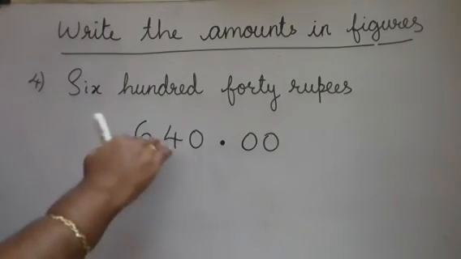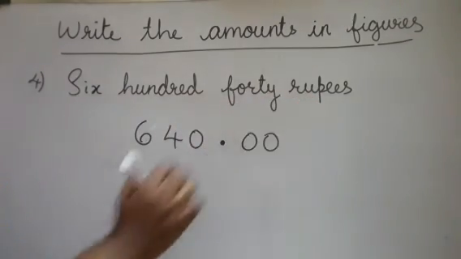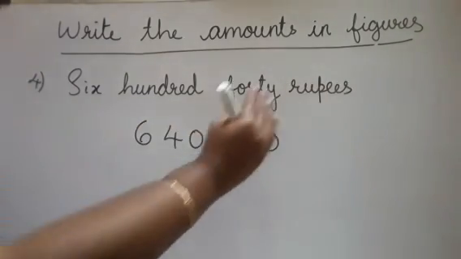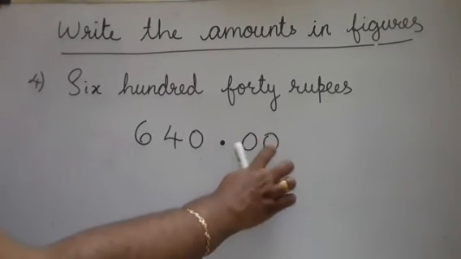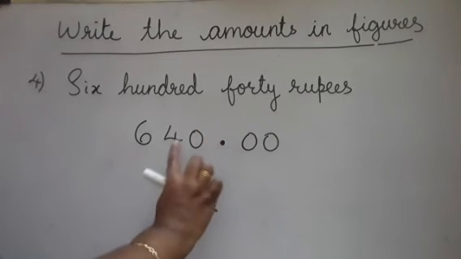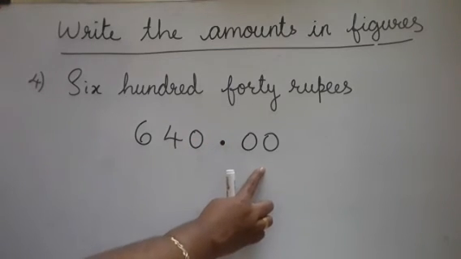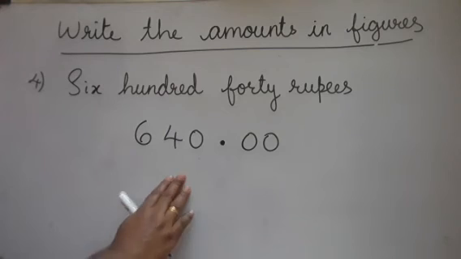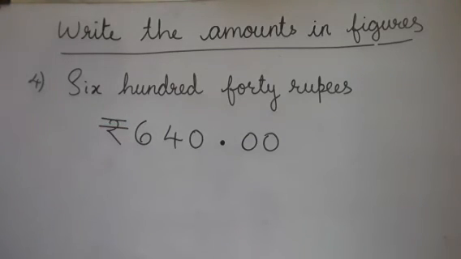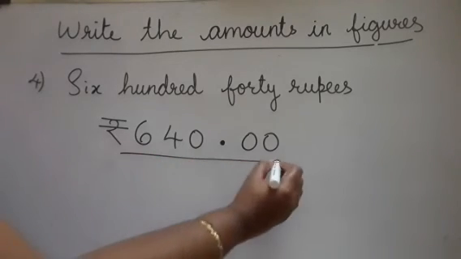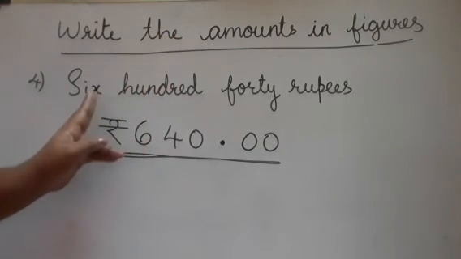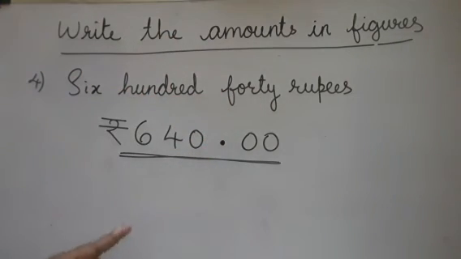Moving to this question, the question is 640 rupees. So, we wrote 640. There is no paise. So, what we have done? We put 2 zeros. And after that, we put a dot in between the rupees and the paise. Then at last, what you want to do? We want to write the symbol of rupees at first. This is, we can represent the amount 640 rupees in figures.